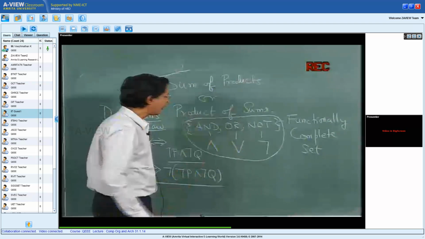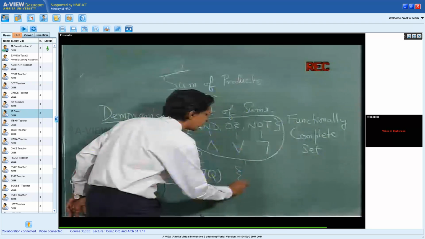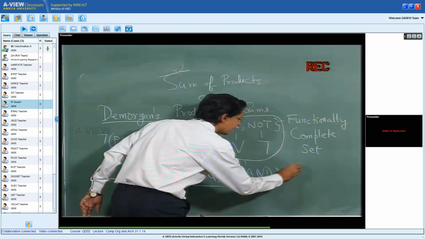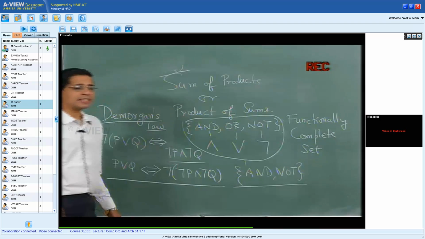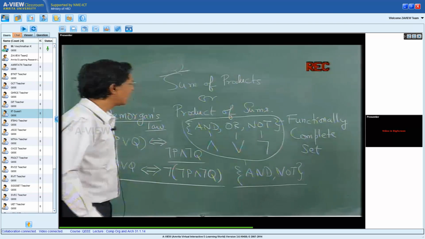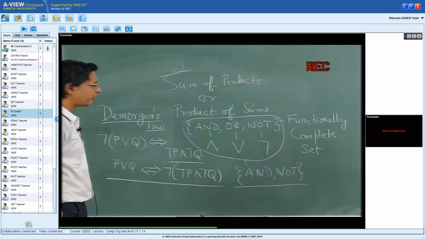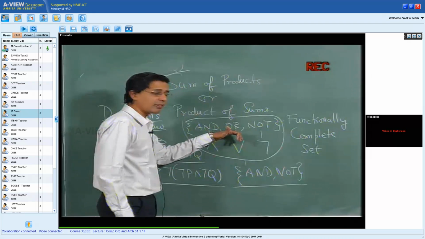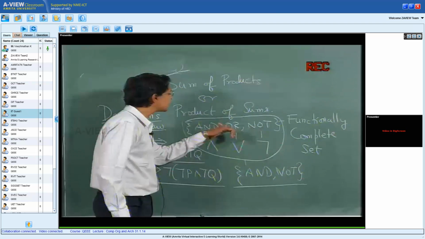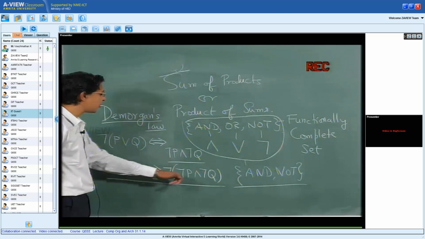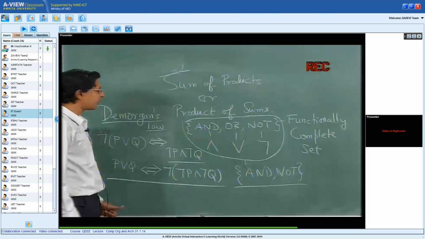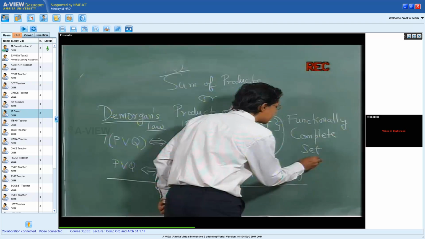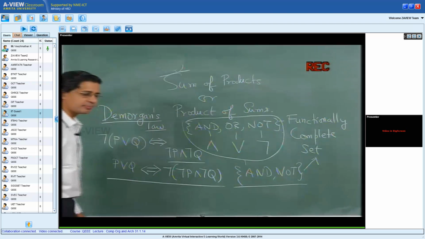By this we can infer that using AND and NOT alone, we can realize any function that is given to us. The OR is not necessary, because if I get an OR, I know how to realize this OR function in terms of NOT and AND. So AND NOT also becomes a functionally complete set.